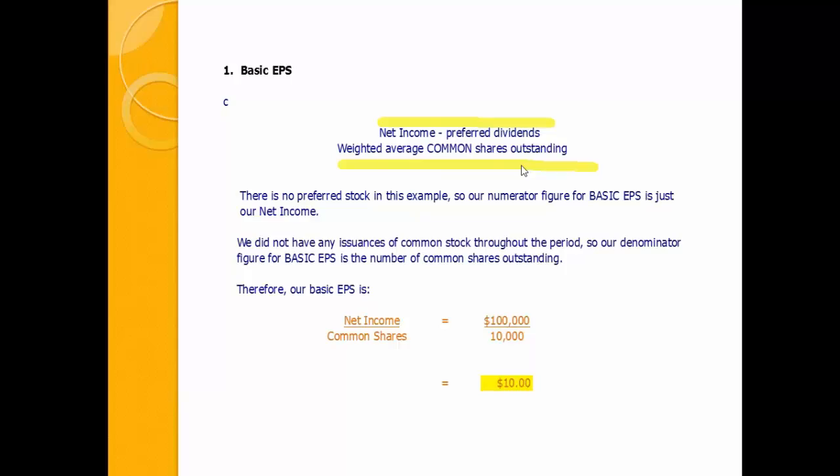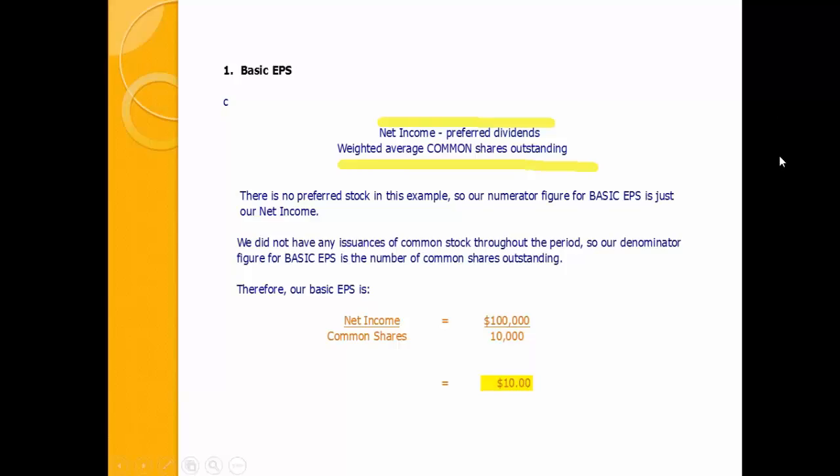Well, in this case there is no preferred stock, so the numerator of the basic earnings per share is just our net income. We did not have any issuance of common stock throughout the period, so our denominator for the basic earnings per share is the 10,000 shares. So net income divided by the 10,000 shares is $10 per share.